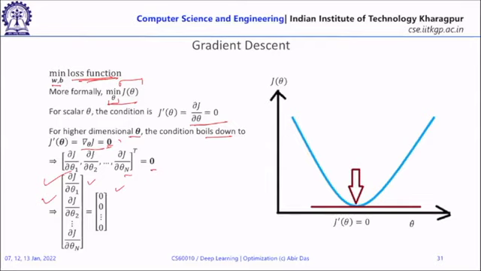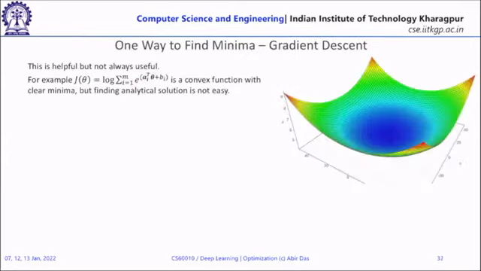But let us go ahead and see the complexity. Maybe this gives a very nice formulation, an analytical solution. Mathematically we can find it, but this is helpful but not always useful. So for example, J(theta) is this: log of a sum of exponentials, where a, b, theta, etc. are vectors. It is a convex function.